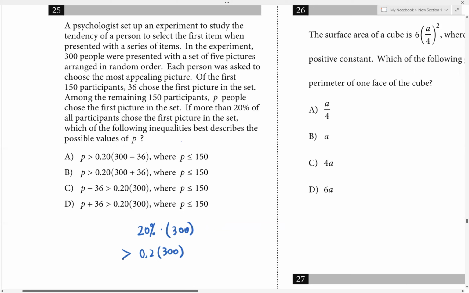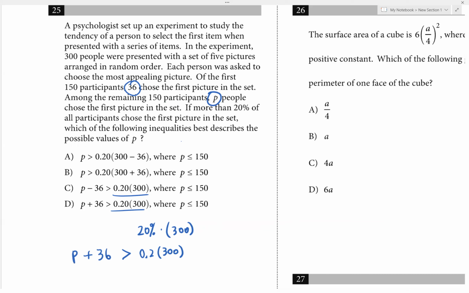We could solve for it, it'll be 60, but if you look at the answer choices, we do have this 0.2 times 300 for C and D, so you can just leave it like this. But on the left side, how do we represent the total number of people who chose the first picture? In the first group, we have 36 people. In the second group, we have P people. So we add them together. It has to be P plus 36.